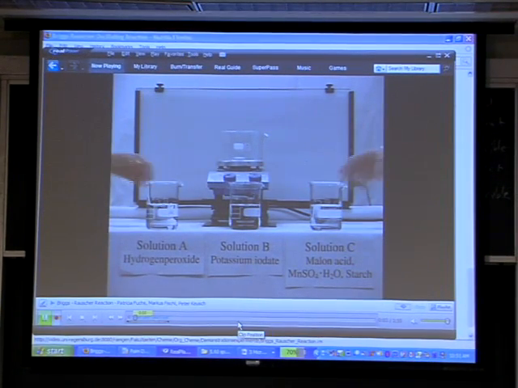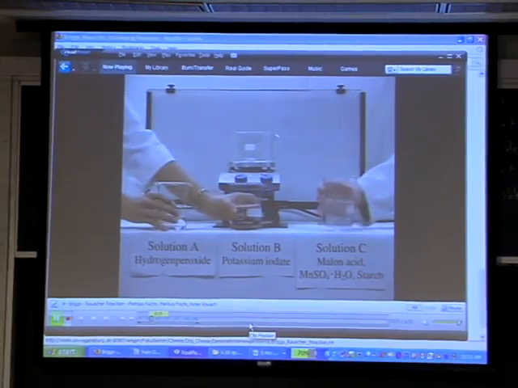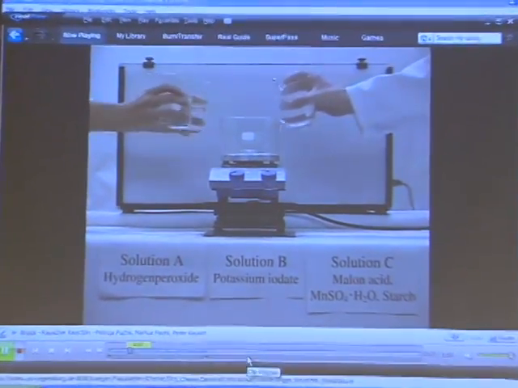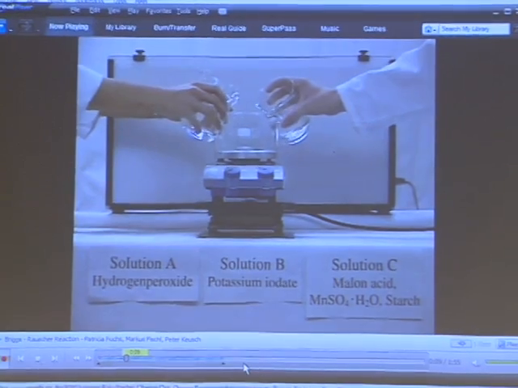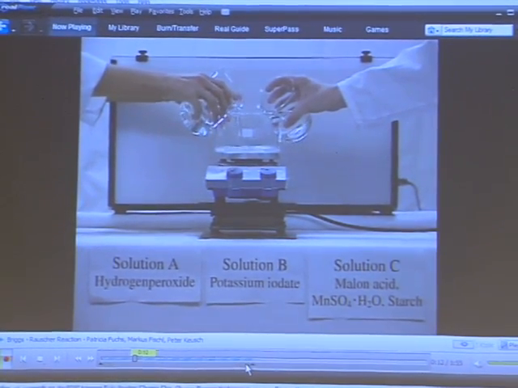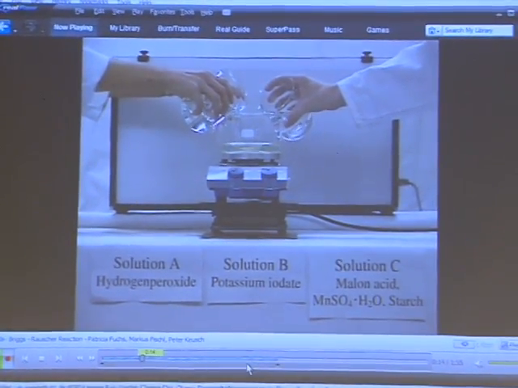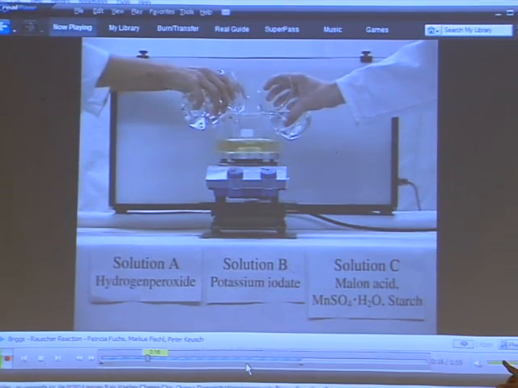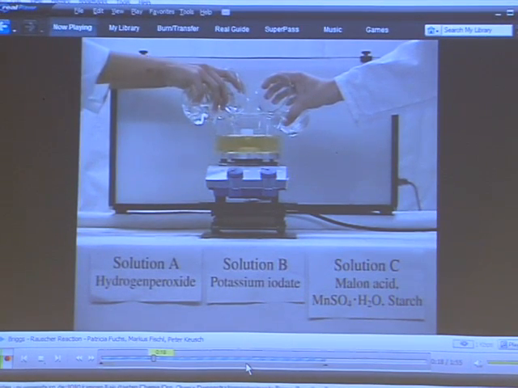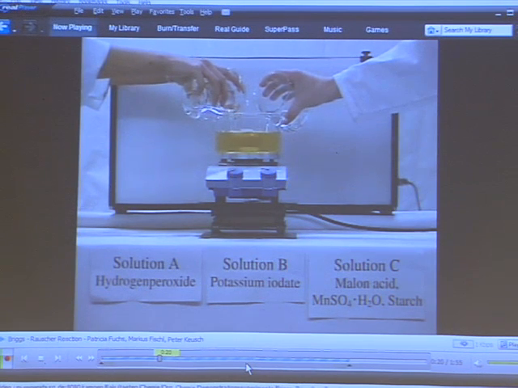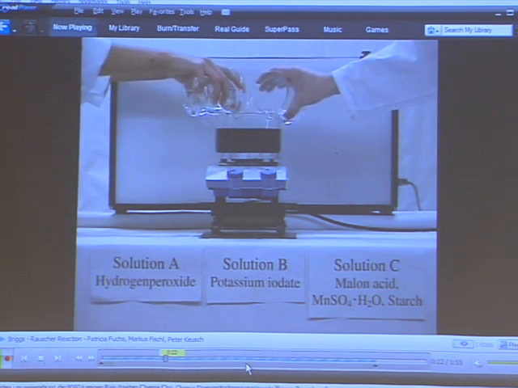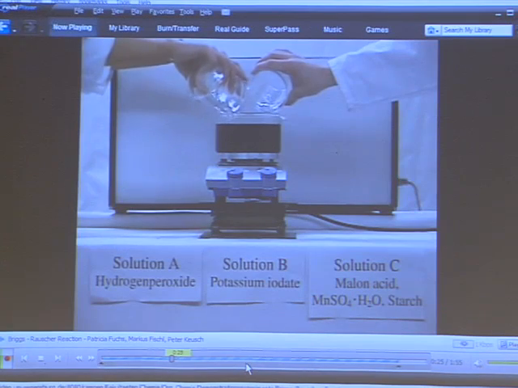All right, so here we go. So there are two solutions, A and solution C. Actually, you mix 3 solutions together. The potassium iodide is what is going to give rise to the different colors. And now we're in the gold phase of the reaction. It's important to stir. And then it turned deep blue.